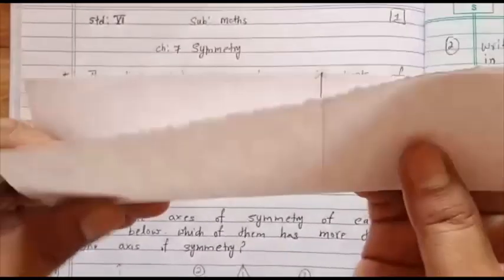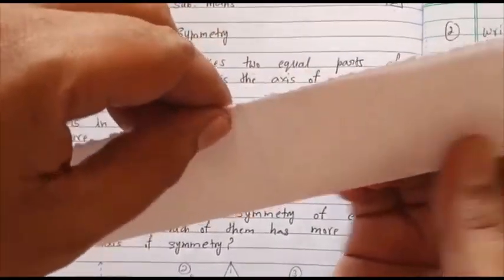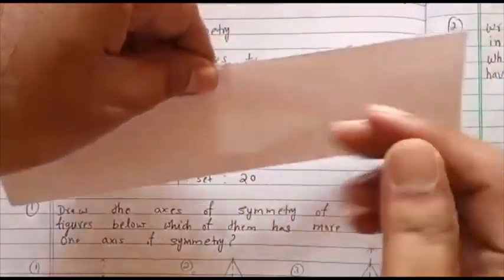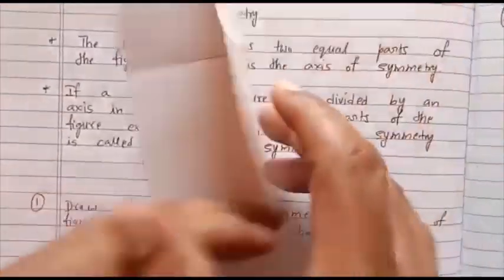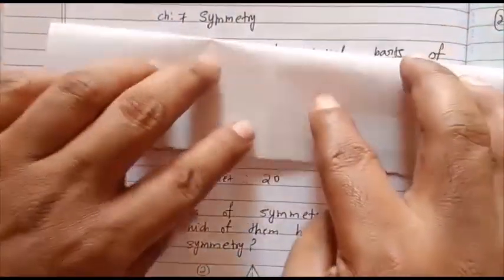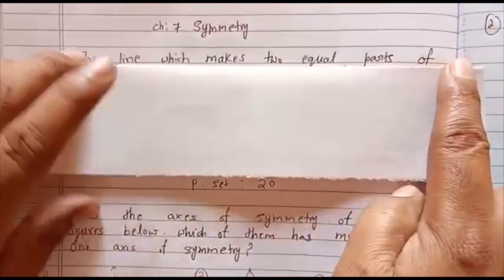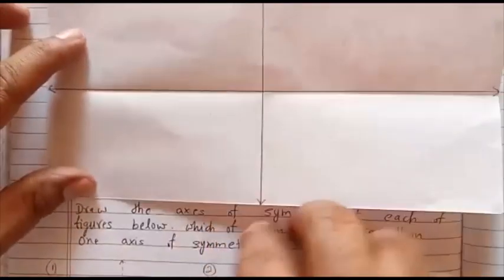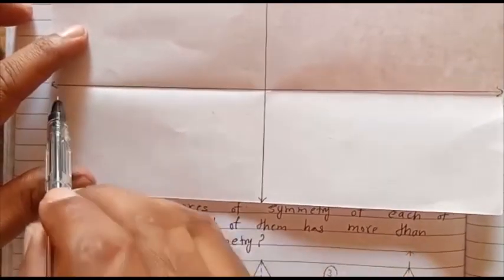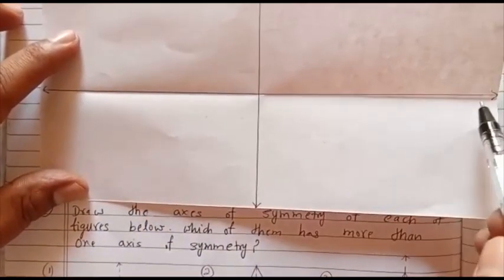If we fold this paper this way, what do we get? This paper in two half equal parts. So this one is what? Half equal parts overlapping each other. Now this line is known as the symmetry axis.